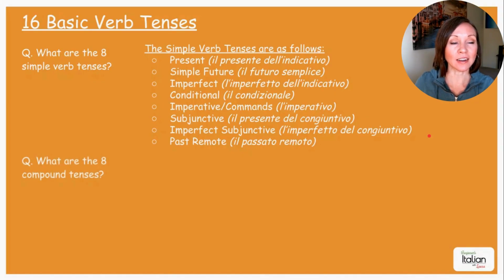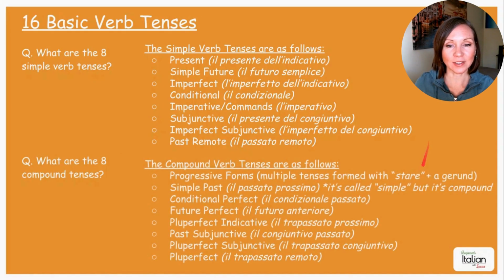What are the 8 compound tenses? Okay, so the compound tenses are as follows. We have the progressive forms, which are multiple tenses formed with stare and a gerund. Those are the words that end in ing in English. The simple past, il passato prossimo, which is called simple, but it's actually compound, so go figure.